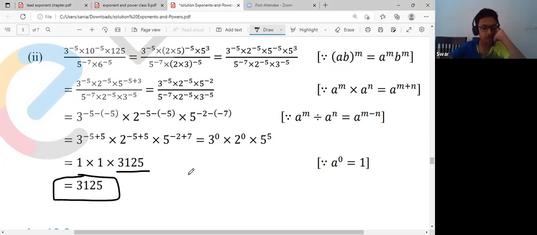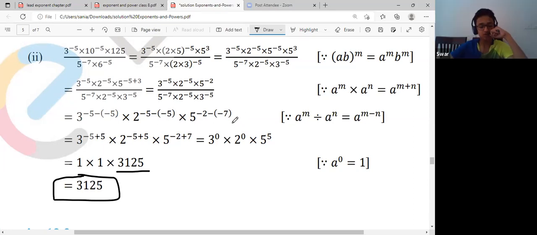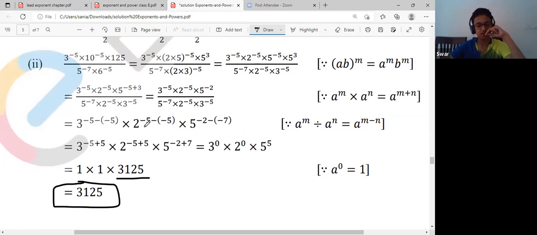Ma'am, because of a silly mistake. Yes. But still the answer is the same, it is correct though, because it was 1. But why did you get 1 into 3125? Why not 1 into 1? Ma'am, because of a silly mistake. Okay, what did you do? I actually got -4.